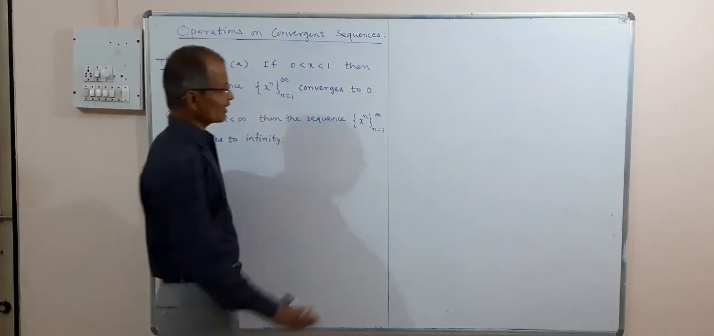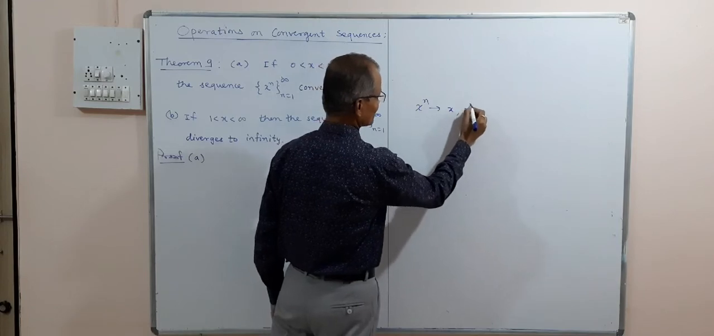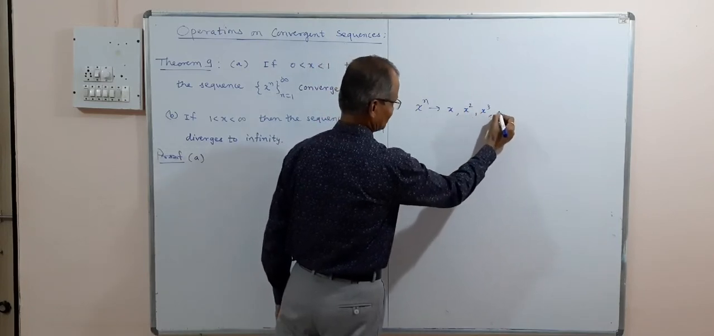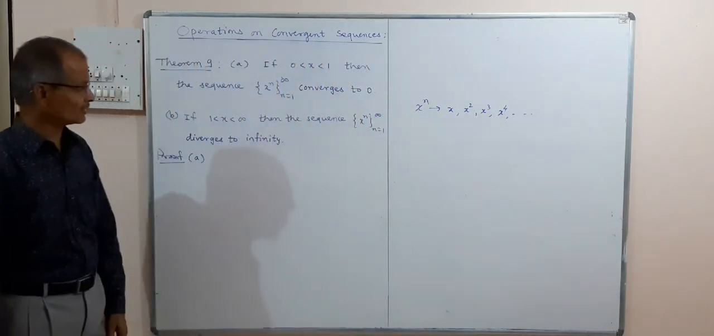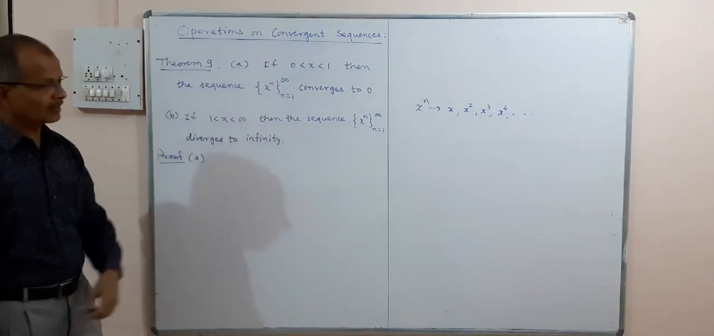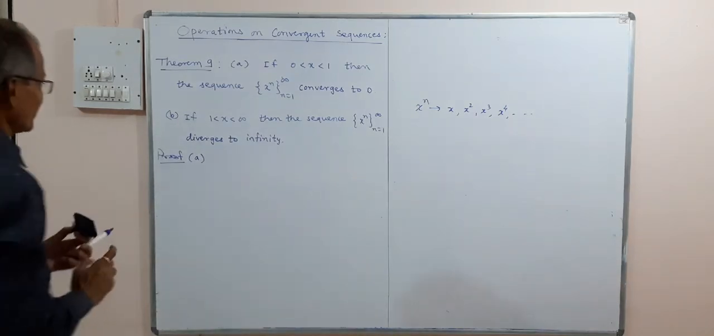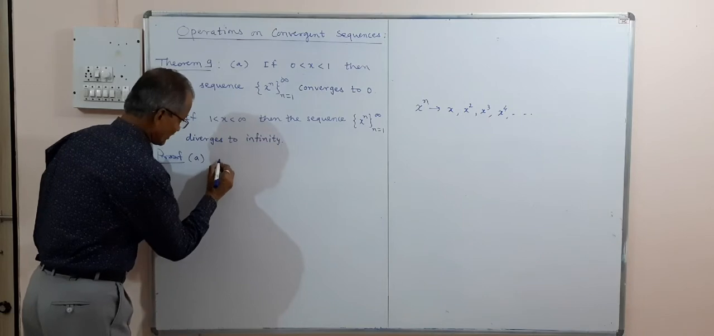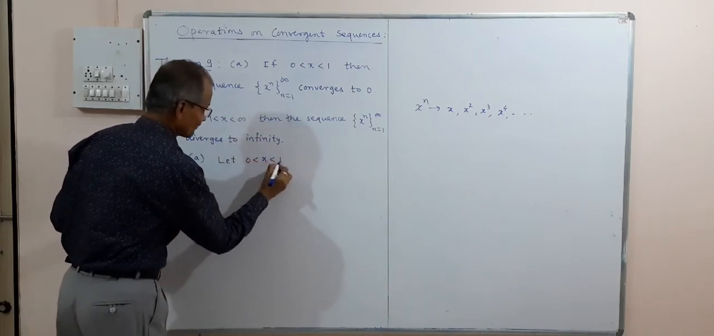Now x raised to n will have the terms x, x square, x cube, etc. So this is the sequence that we have to consider. And the first part is when x is between 0 and 1. Now we consider this case A. Let 0 be less than x less than 1.